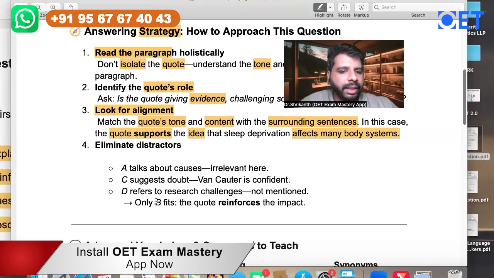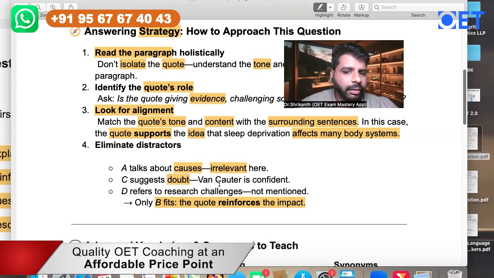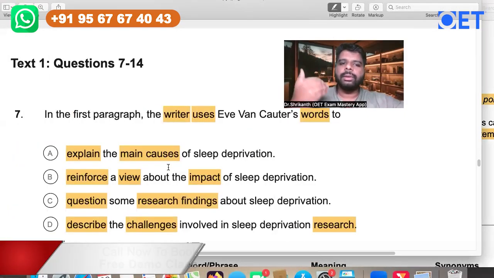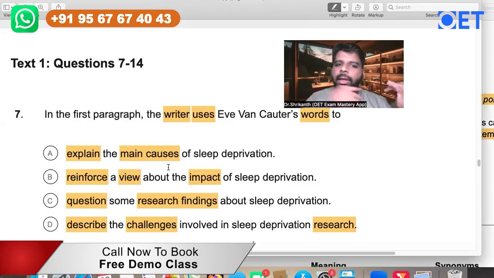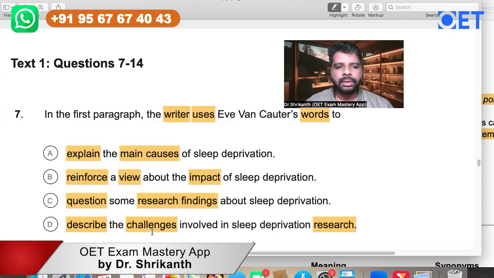Right. So answer option B. B is where the quote is reinforcing the impact. A is irrelevant, so causes are irrelevant. C is questioning, but he was confident. And D is research. Nothing is mentioned regarding research. So you can eliminate. If you find understanding the answer a little bit more difficult, then just focus on eliminating answer options. Is main causes mentioned? No, not mentioned. Eliminate. Is he questioning something? No, he is not questioning. Eliminate. Is there anything related to challenges? Nothing is mentioned. Eliminate.